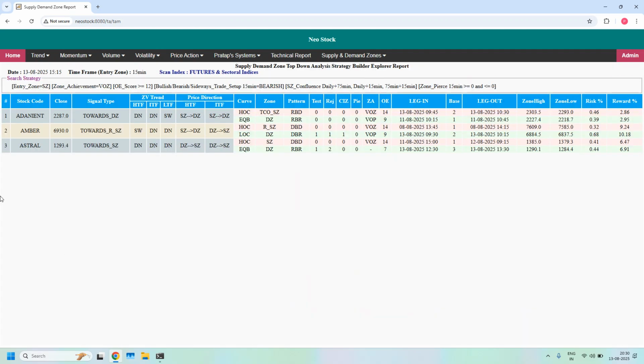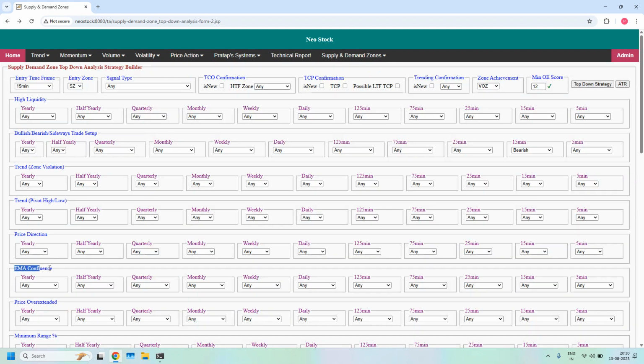We got 3 stocks. In these 3 stocks, these 15-minute supply zones are overlapped with 75-minute supply zone. Both together again overlapped with daily supply zone. And the daily trend is down in only 2 stocks out of 3. So those are 2 downtrend stocks. Let's verify daily supply zone with daily EMA confluence.